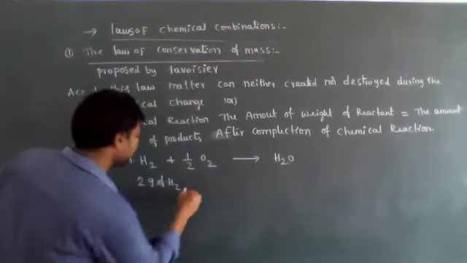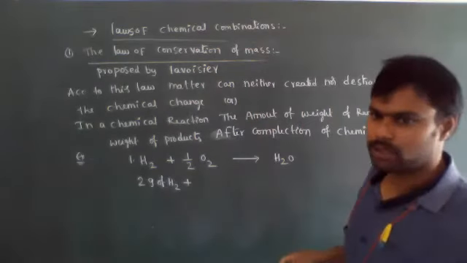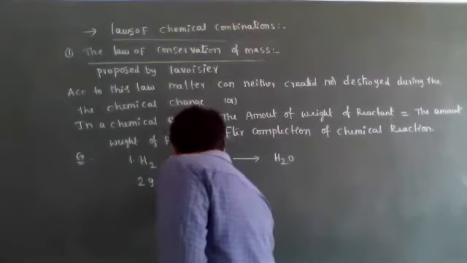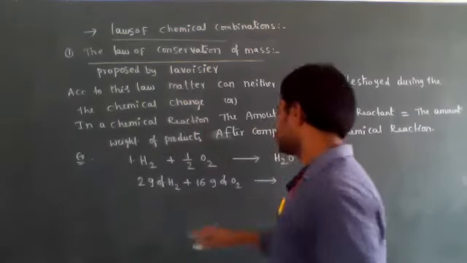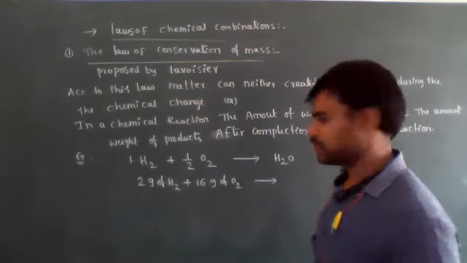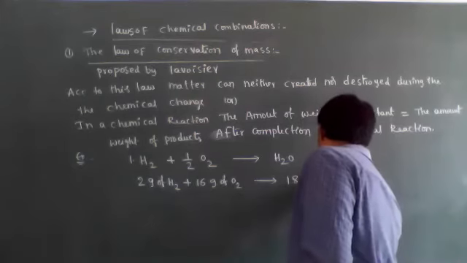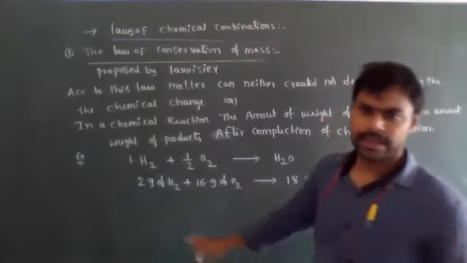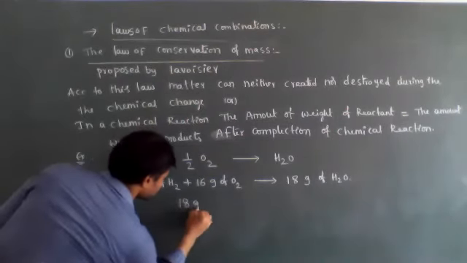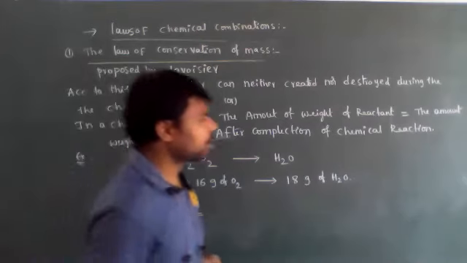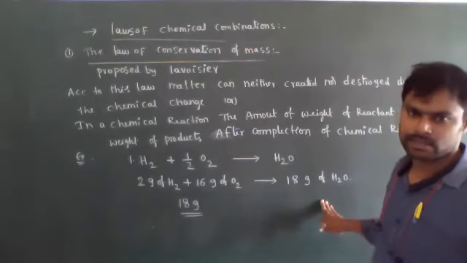H2 combines with half mole of O2, means 32 by 2, 16 grams of O2, combine to give 2 plus 16, how much? 18 grams of water molecule. See, the reactant's weight is 18 grams. The total amount of reactants is equal to 18 grams, then the total amount of products also 18 grams.